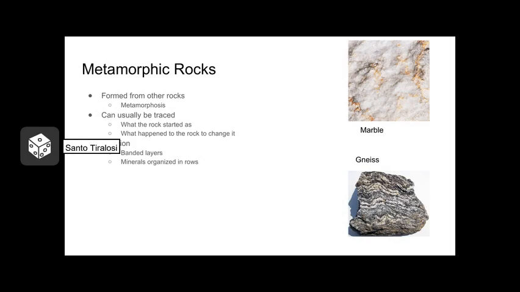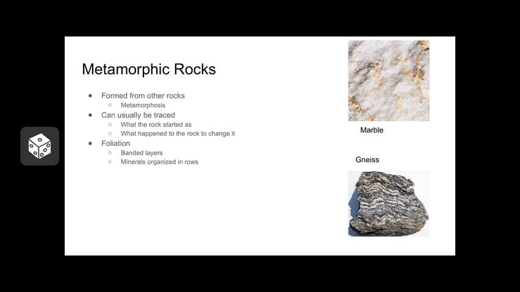The last type of rock is metamorphic rocks. These rocks form from other rocks through a process known as metamorphosis. Usually this happens deep underground in high pressure and temperature environments. And because of this, we can trace back what the rock originally started as or where it was, and we can trace movements of underground crusts and plates through that.